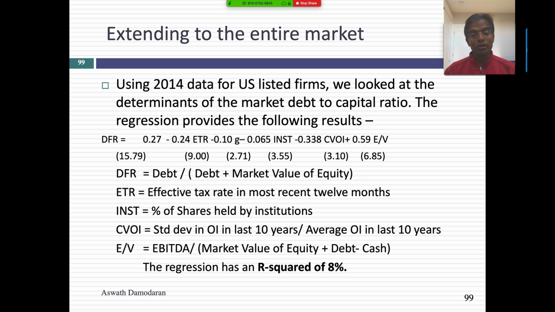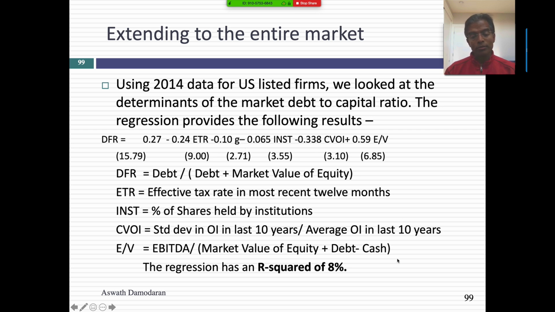So I ran a regression of debt ratios against variables that I thought mattered across the entire market using companies in the US. ETR is the effective tax rate. Institutional holding is the percent of shares held by institutions to capture the fact that if institutions hold a lot of shares, maybe I need more discipline from debt. The coefficient of variation in operating income tells me how variable operating income is, and how much cash flow I have is captured with the EBITDA variable. I even threw the growth in.